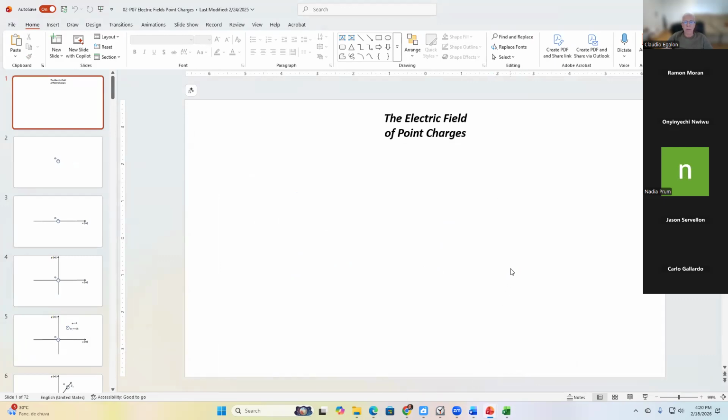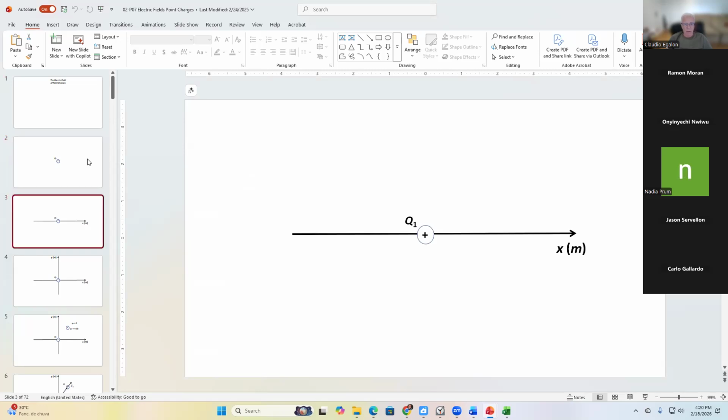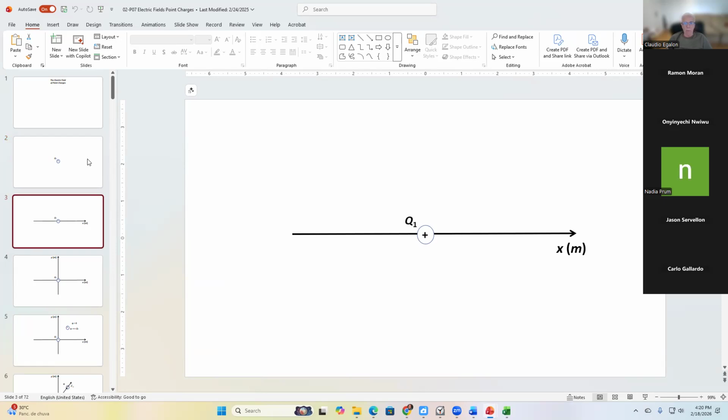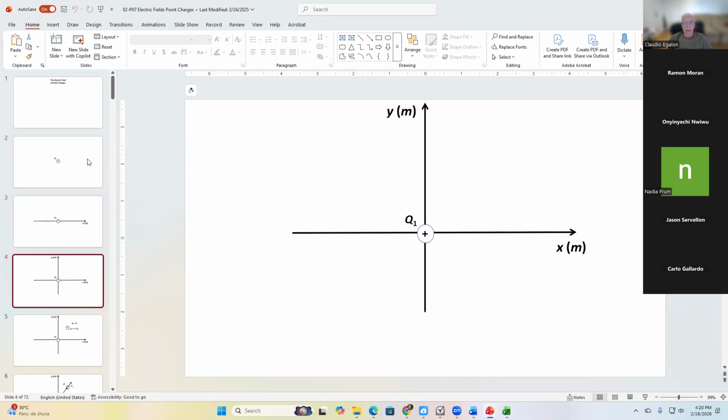The concept of electric field, which is the material for our first lab. Remember what we said about electric forces, right? Suppose that we have an electric charge here in space, charge Q1, a positive charge, and I'm going to come up with my frame of reference, my axes. In physics, we always put a frame of reference, x-axis, y-axis.